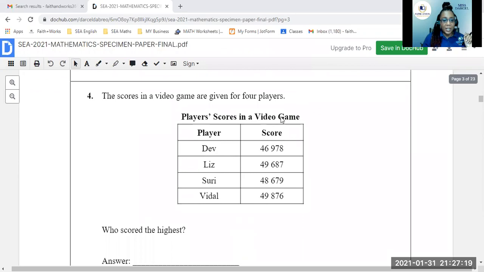The scores in a video game are given for 4 players. Who scored the highest? Now, what some students might mistakenly do, they think, okay, we're on the place value trend. So in the ones column, we have 8, 7, 9, 6. This is the lowest, so he's out. The highest number is 9, so the answer is Suri. But that's not how we do it in this case.